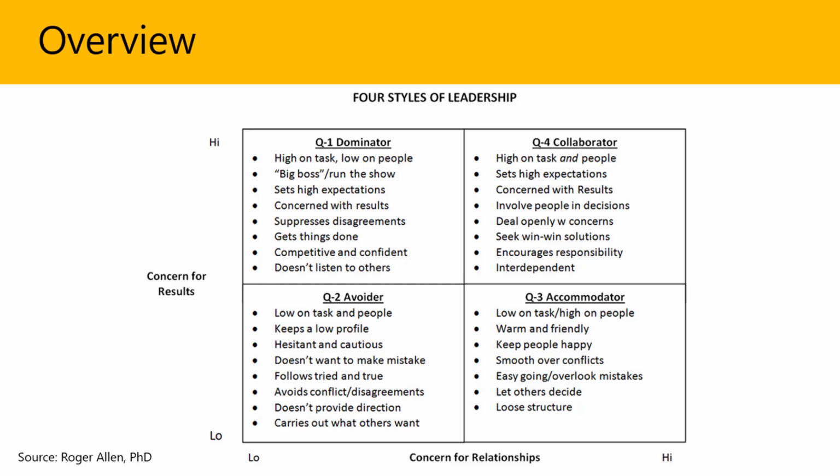So here are the four styles of leadership, four quadrants: Q1, Q2, Q3, and Q4. Starting with quadrant 1, which is Dominator, then we have the Avoider going down, and then to your right is quadrant 3, which is the Accommodator style of leadership, and then quadrant 4 is Collaborator. Now each quadrant contains different sets of leadership qualities for that particular person.